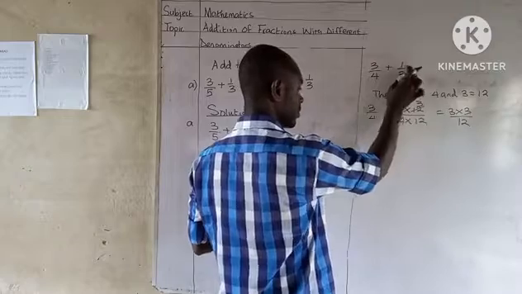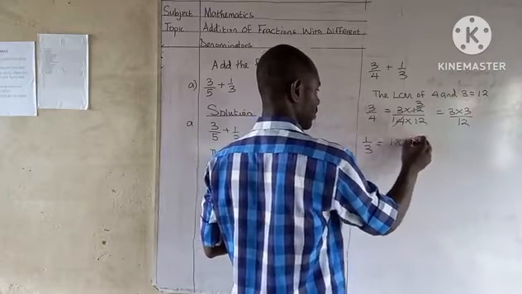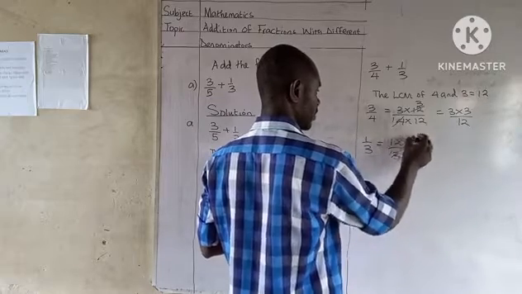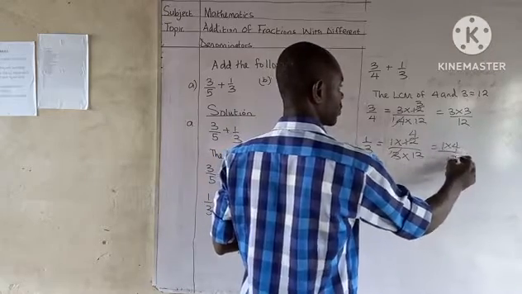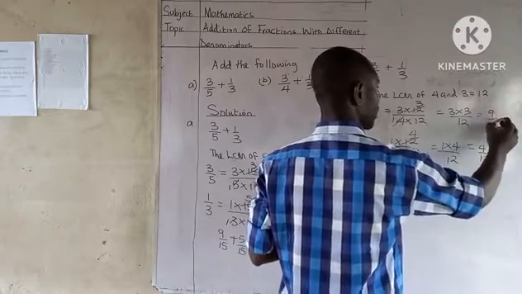We rename the second one too. 1 over 3 will be the same thing as 1 times 12 over 3 times 12. Of course, 3 will cancel itself once, here 4 times. So we have 1 times 4 over 12. This is equal to 4 over 12. Here will be equal to 9 over 12.